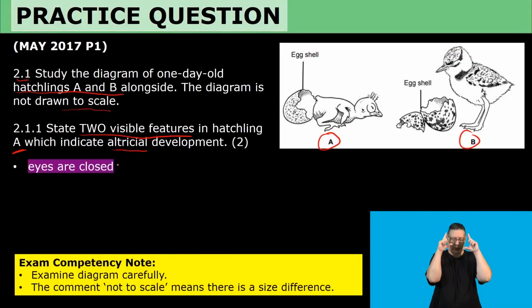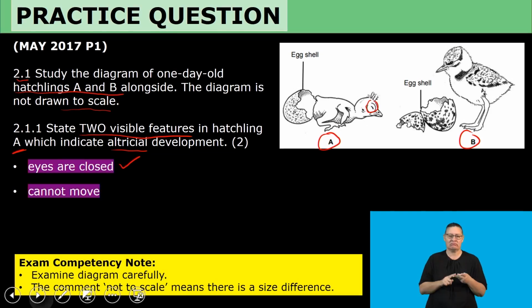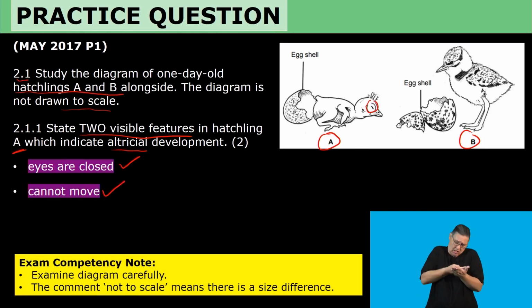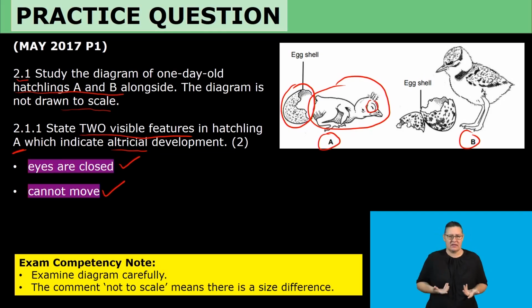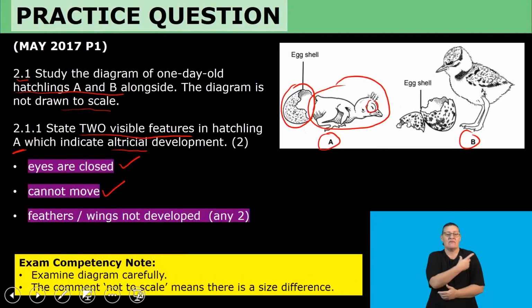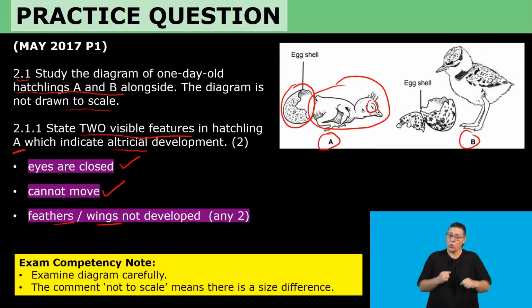Firstly, the eyes are closed. You can see here the eyes are closed. So that is altricial development, and they cannot move. You can see once they are hatched, they are lying there helplessly, eyes are closed, waiting for the sound from mommy to bring food until they are able to grow and they can start to develop and be on their own. And check, feathers, wings are not developed.